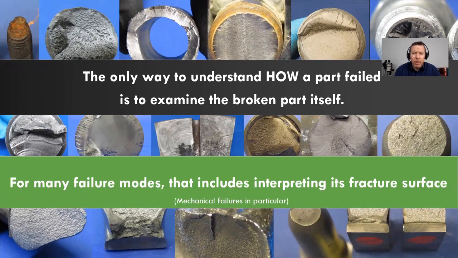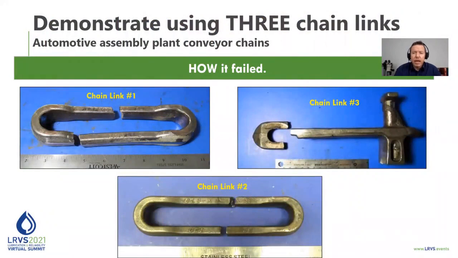And for many failure modes, that includes examining the fracture surface itself. Different fracture features represent different things, and that can be interpreted. I'd like to demonstrate how this is done, and the importance of identifying the details of how it failed, the failure mode, where the crack starts from, and such, and how that's really important to an RCA.